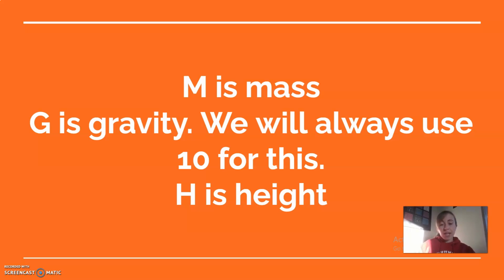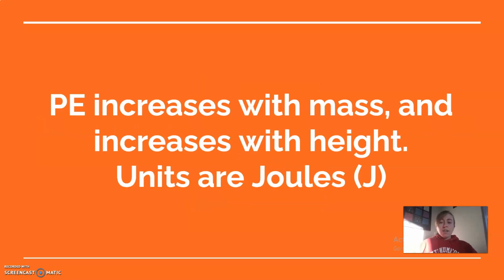And then H stands for height, so how high something is. And remember, when something is higher, it's going to have more potential energy because it can fall further. All right, so based on that formula, we saw that PE, potential energy, increases with mass, and it also increases with height. The units for this are easy to remember because it's the same as our kinetic energy. It's joules, or J.